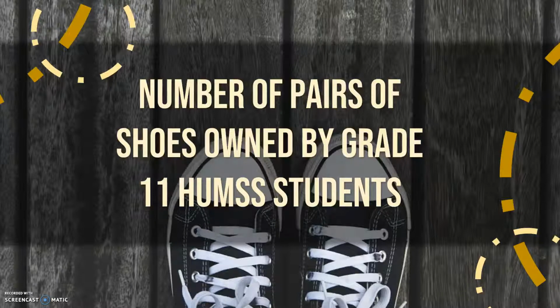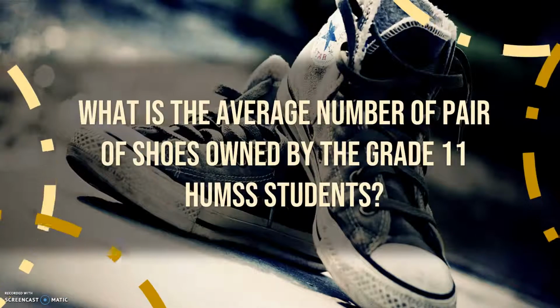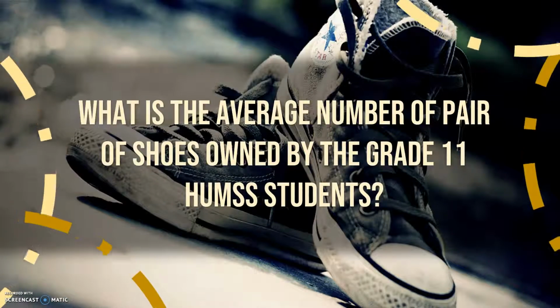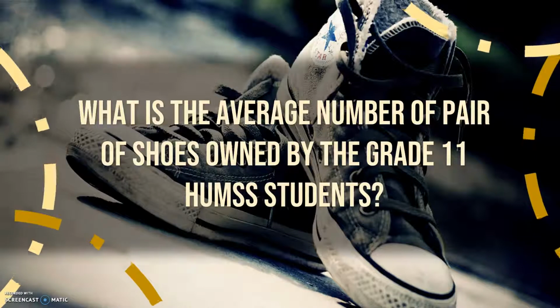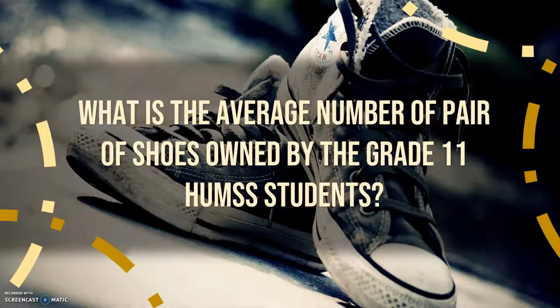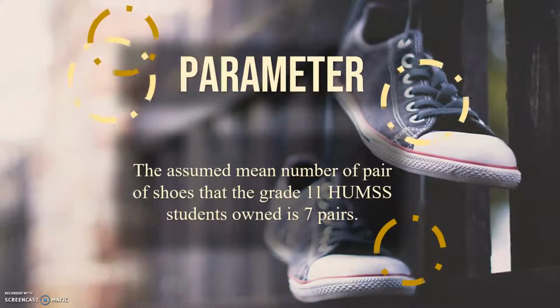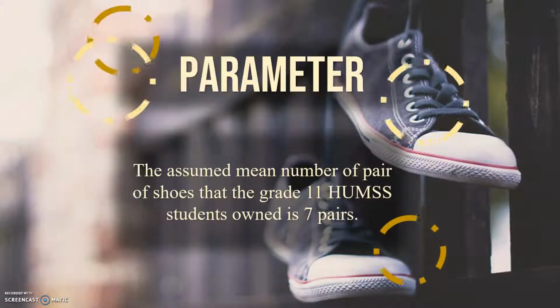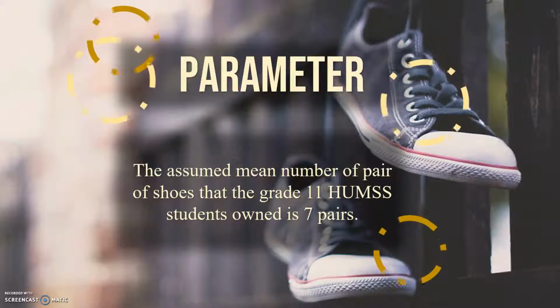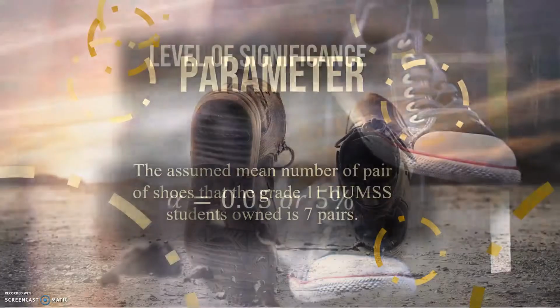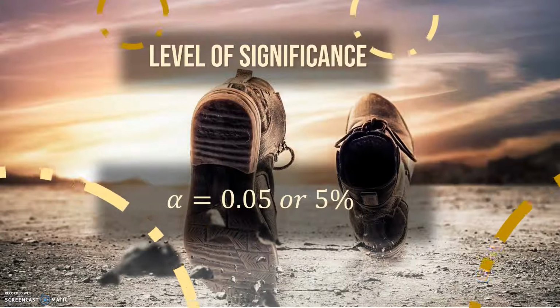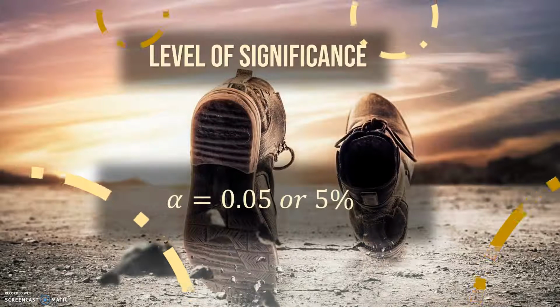And today, we are going to determine the number of pairs of shoes owned by grade 11 UMS students. The problem is, what is the average number of pairs of shoes owned by the grade 11 UMS students? Our parameter is the assumed mean number of pairs of shoes that the grade 11 UMS students owned, which is 7 pairs. Now, for the level of significance, we have 0.05 in decimal or 5%.